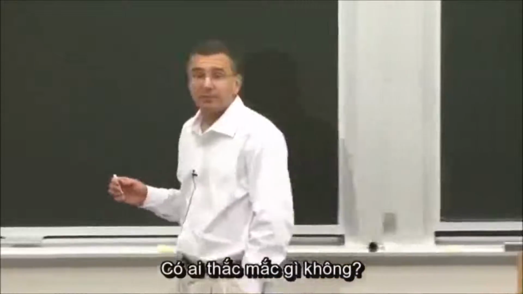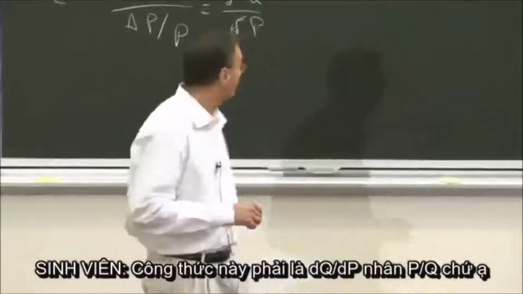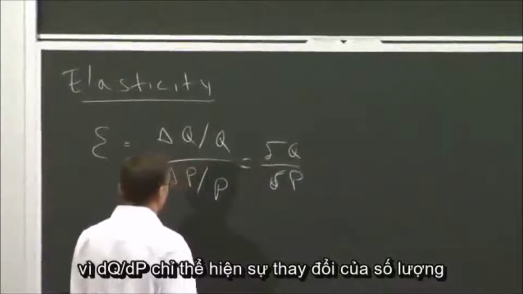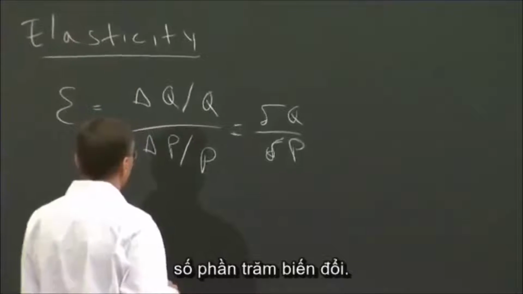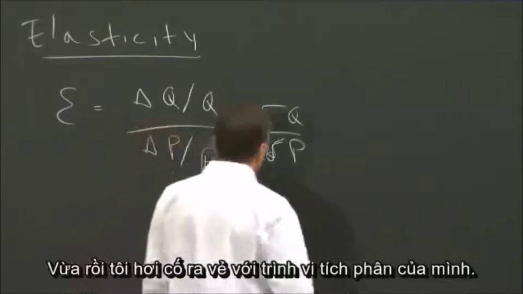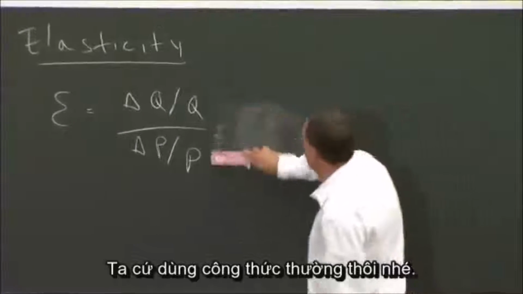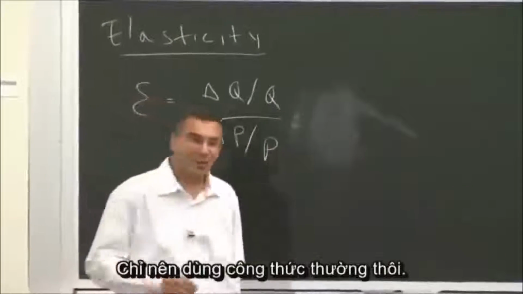Questions about that? Yeah? For that formula, shouldn't it be dQ/dP times P over Q? Because dQ/dP just refers to the change of the quantity with respect to price, not necessarily the percent change. Yeah, you're right. I tried to get too fancy with my calculus. I never should deviate from my notes. So let's just stick with the non-calculus formula.